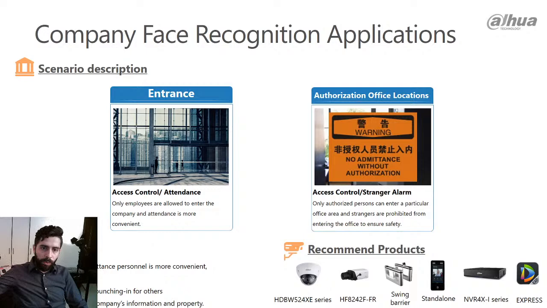So we have the recommended products: the face recognition camera, the 5 series camera, the swing barrier and the standalone face recognition device, also with the NVR, and you can use the VMS DSS Express. So the values will be identification and admittance of personnel that is more convenient, accurate and efficient, avoiding employees punching in for others.